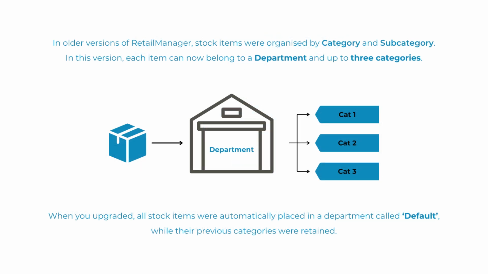In older versions of RetailManager, stock items were organized by category and subcategory. In this version, each item can now belong to a department and up to 3 categories. When you upgraded, all stock items were automatically placed in a department called Default, while their previous categories were retained.